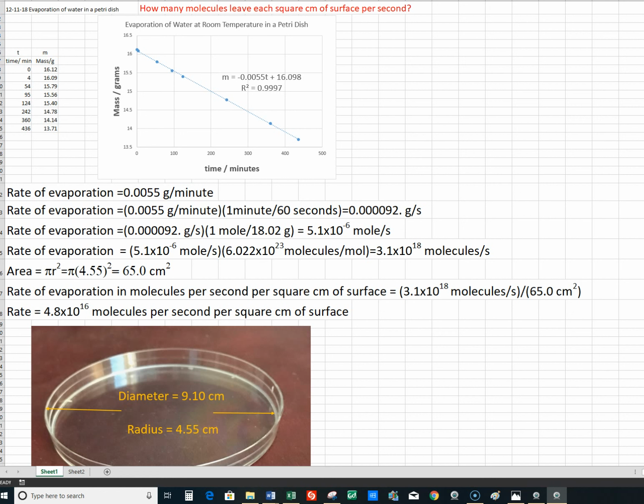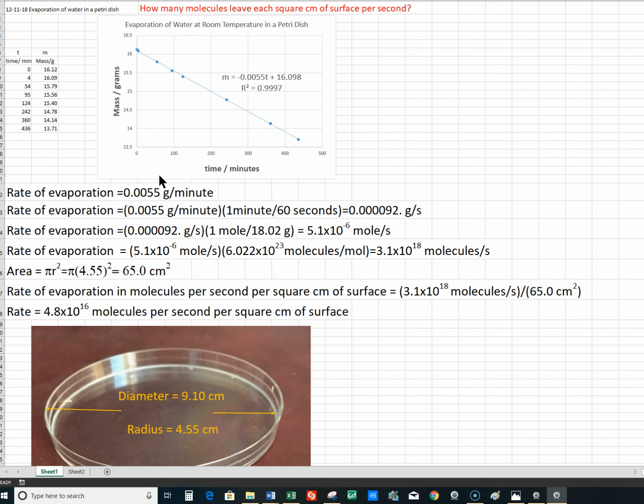Hello. I did an experiment some time ago to measure the rate of evaporation of water in a petri dish that's 9.1 centimeters in diameter and 4.55 centimeters in radius. So we have water on the surface, and we want to answer the following question: How many molecules of water leave each square centimeter of surface per second? This was done at about 24 degrees Celsius.